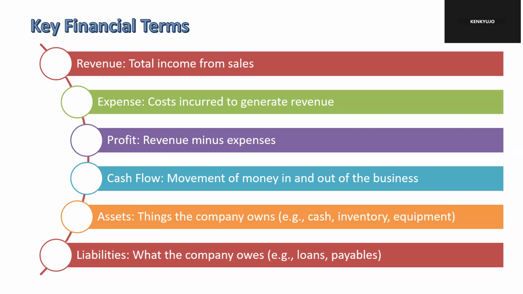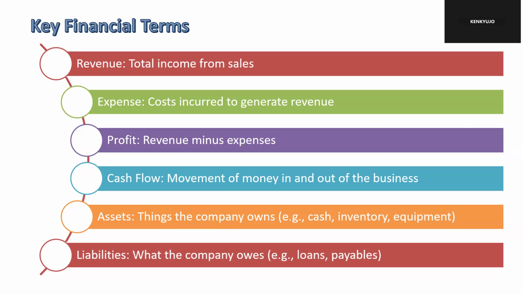What is meant by profit? That is a very important thing because everyone expects profit. Profit means revenue minus expenses. Profit equals revenue minus expenses. That means we consider the total income and deduct the total expenditures, then we get the profit.